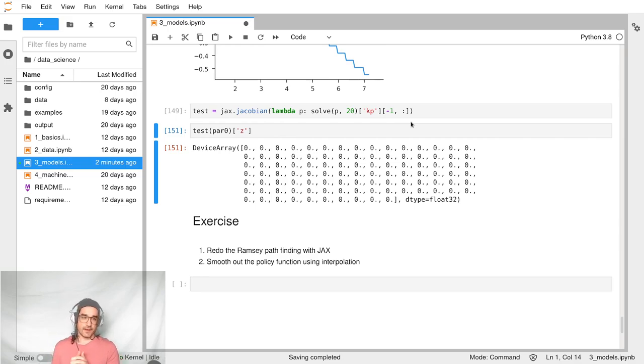Okay, so yeah, that's what you can do. I think it's kind of powerful to be able to do this. You can scale it up pretty quickly.